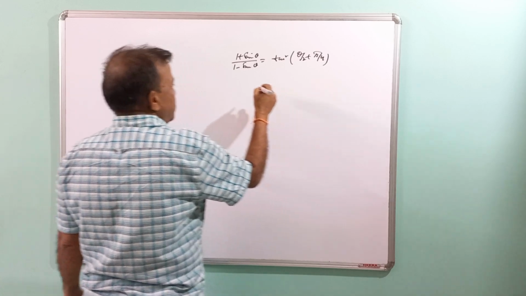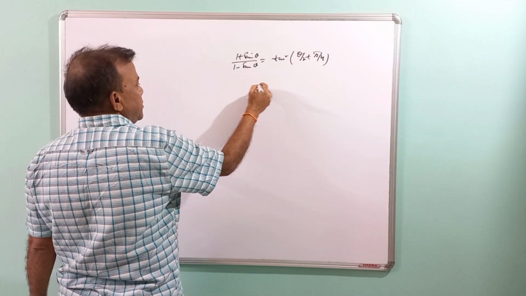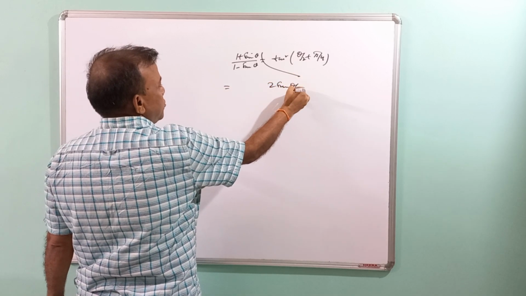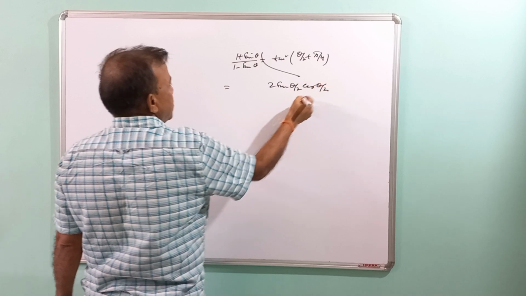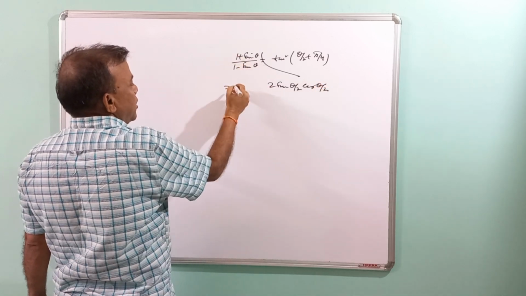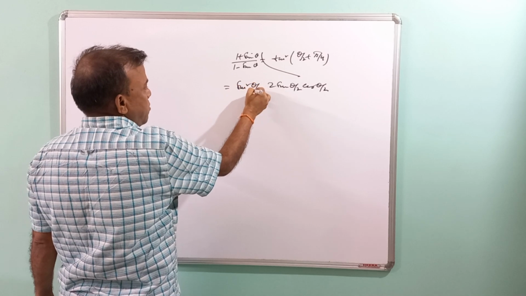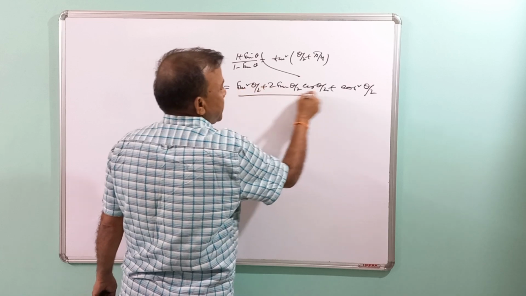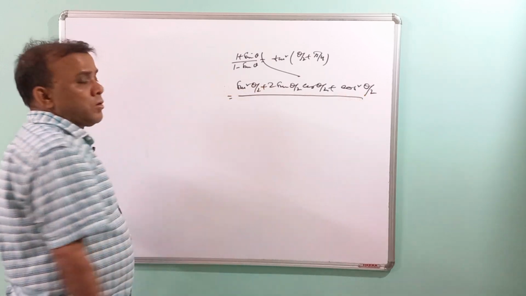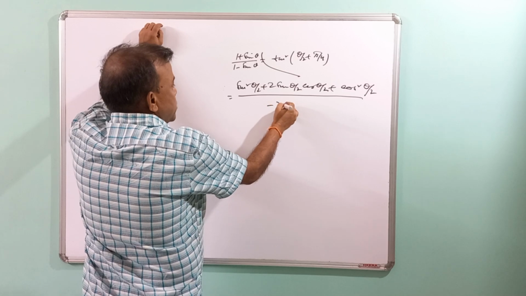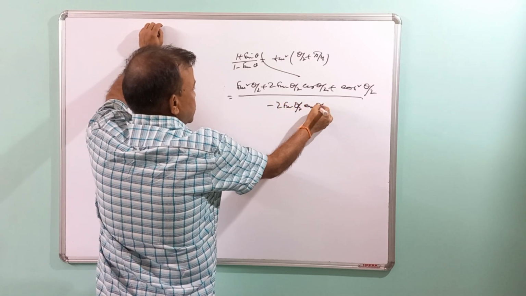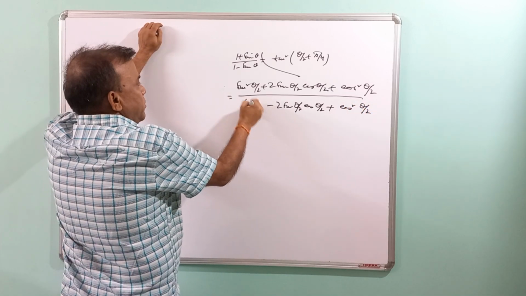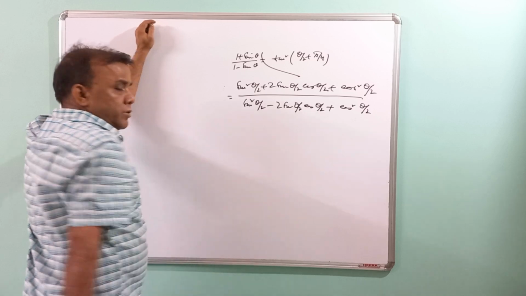As we know, the formula of sin theta in submultiple form is 2 sin theta by 2 cos theta by 2. Left hand side: 1 means sin square theta by 2 plus cos square theta by 2, plus 2 sin theta by 2 cos theta by 2, divided by, similarly, 1 means sin square theta by 2 plus cos square theta by 2, minus 2 sin theta by 2 cos theta by 2. Okay.